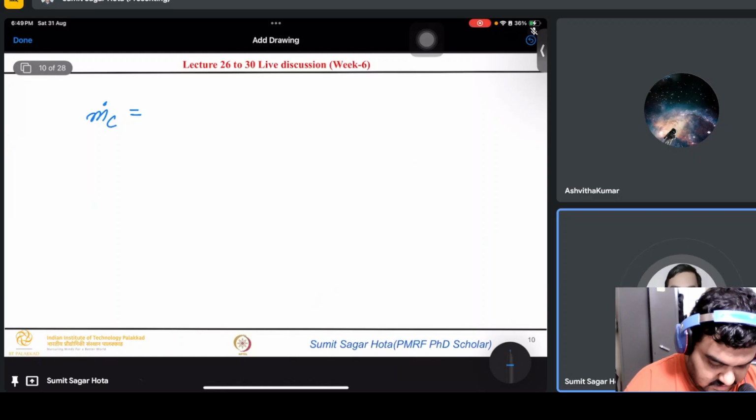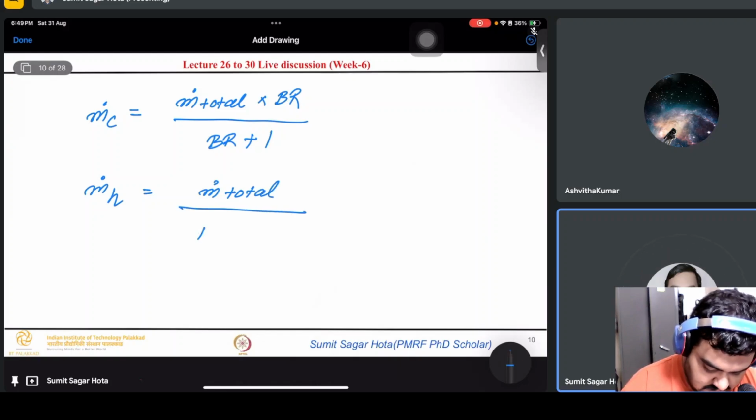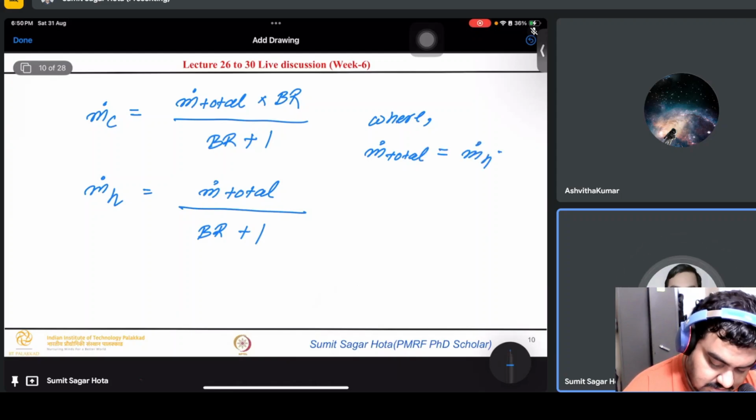m dot c is equal to m dot total into bypass ratio divided by bypass ratio plus 1. m dot h is equal to m dot total divided by bypass ratio plus 1, where m dot total is equal to m dot h plus m dot c.